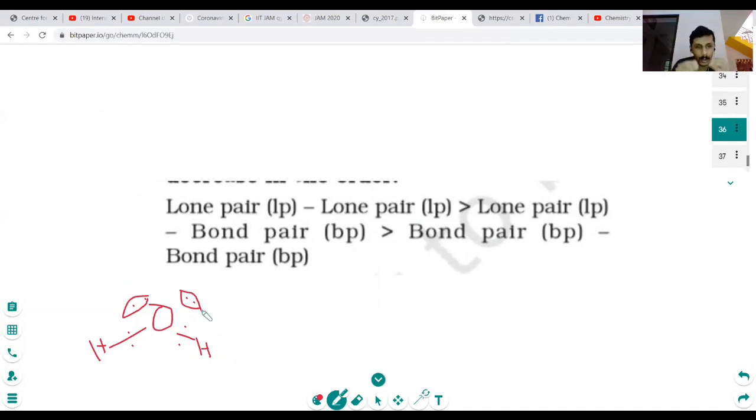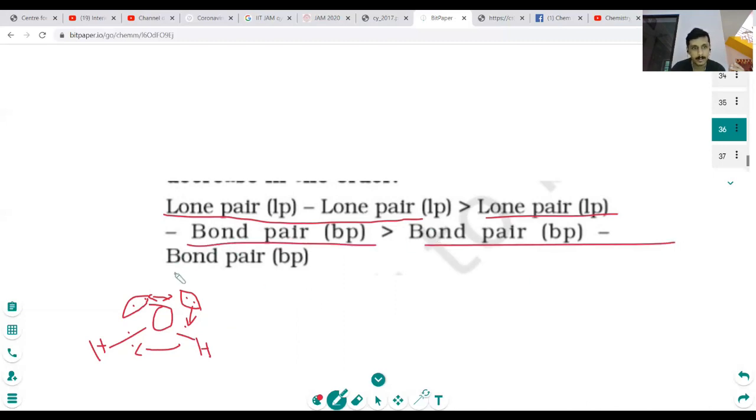See, the lone pairs of electrons are completely free. They are not participating in any bonding. That's why their interaction will always be higher and leads to maximum repulsion. So lone pair-lone pair interaction will be highest, then lone pair-bond pair, then bond pair-bond pair.